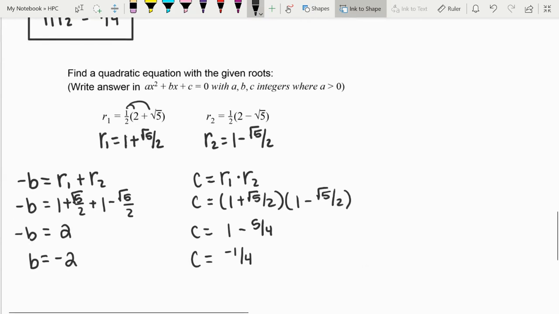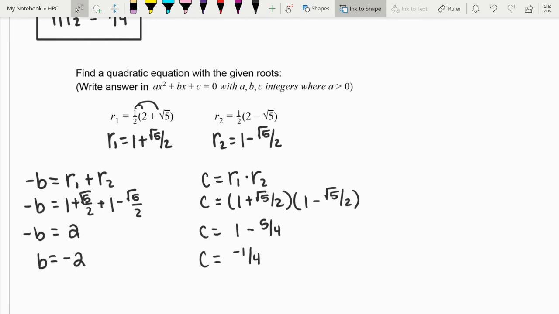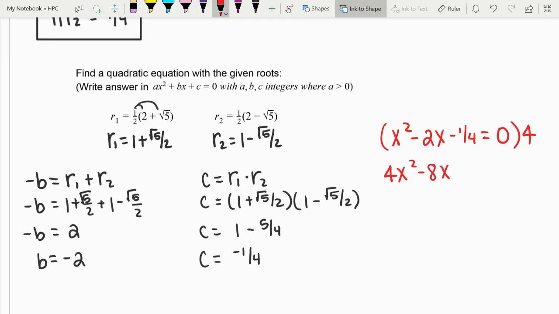Okay? So we know that a has to equal 1. So I am going to go ahead over here. So I'm going to have x squared minus 2x minus 1/4 is equal to 0. Okay, but it's telling us that a, b, and c are integers where a is greater than 0. -1/4 is not an integer, so I'm going to have to multiply everything by 4. So now I'm going to have 4x squared minus 8x minus 1 is equal to 0. And that would be my quadratic equation.